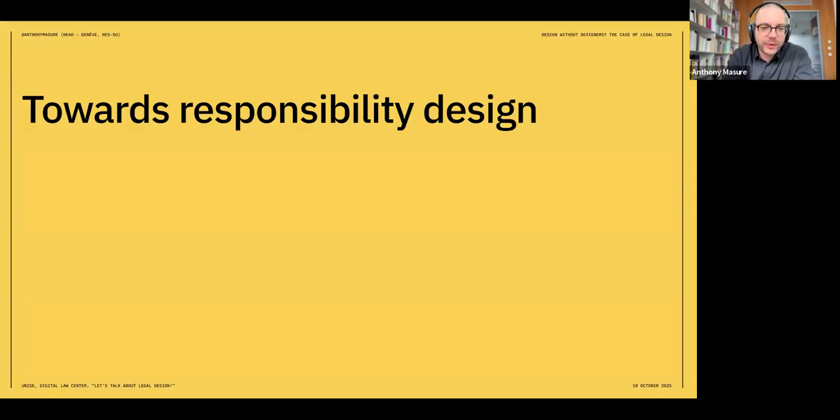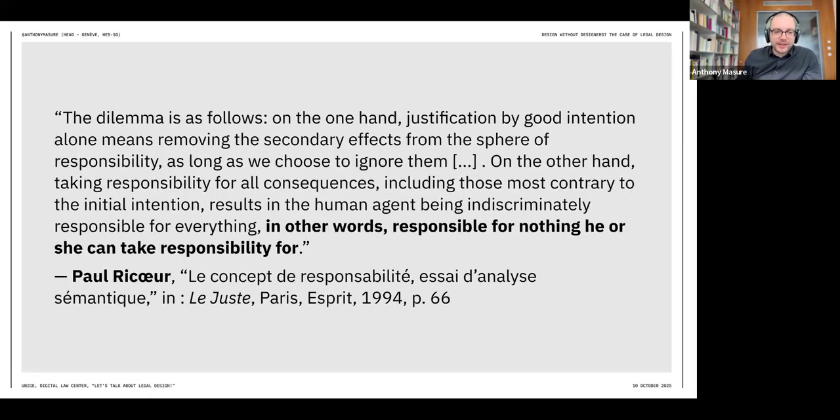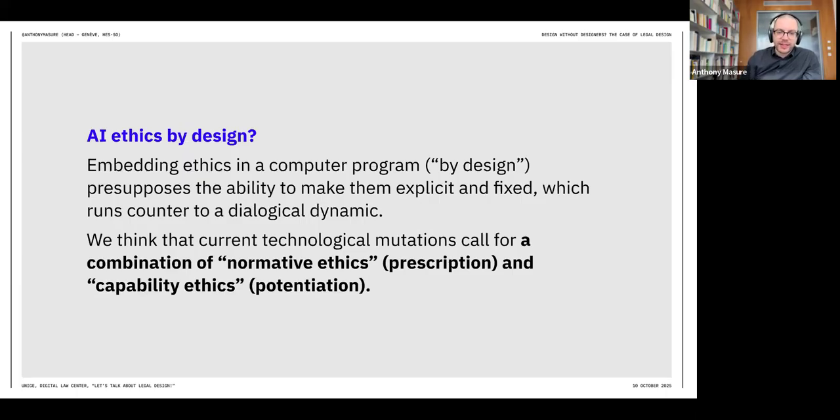I also wanted to raise the idea of what responsibility design could be. Maybe it could be an alternative to legal design, responsibility design. I don't know. But ethics is a very complicated world. There are two kinds of ethics, one where you write the rules and another where you discuss the rules, to be really short. And maybe responsibility design is a mix of the two, a combination of normative ethics, prescription, and capability ethics, potentiation. It's the same kind of debate we have with AI, because AI has a really long story between the connectionist method and the symbolic method. And maybe the AI of the future could be a mix of the two, and a good ethic of AI should also be a mix of the two.